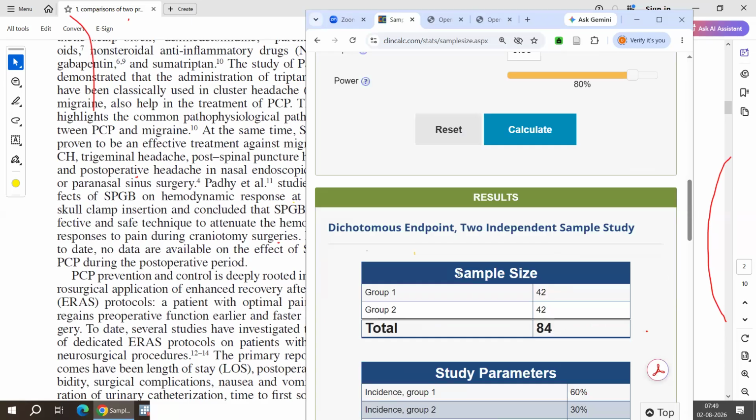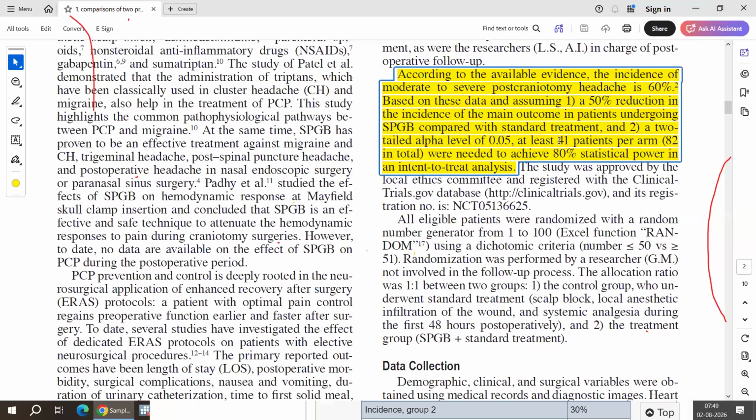So our answer is coming 41. It is approximately the same thing, 41, 82 at 80% power. If you have any question, you can ask me. This is the difference between absolute reduction and relative reduction. This is a very good example. So this is about two sample proportion.